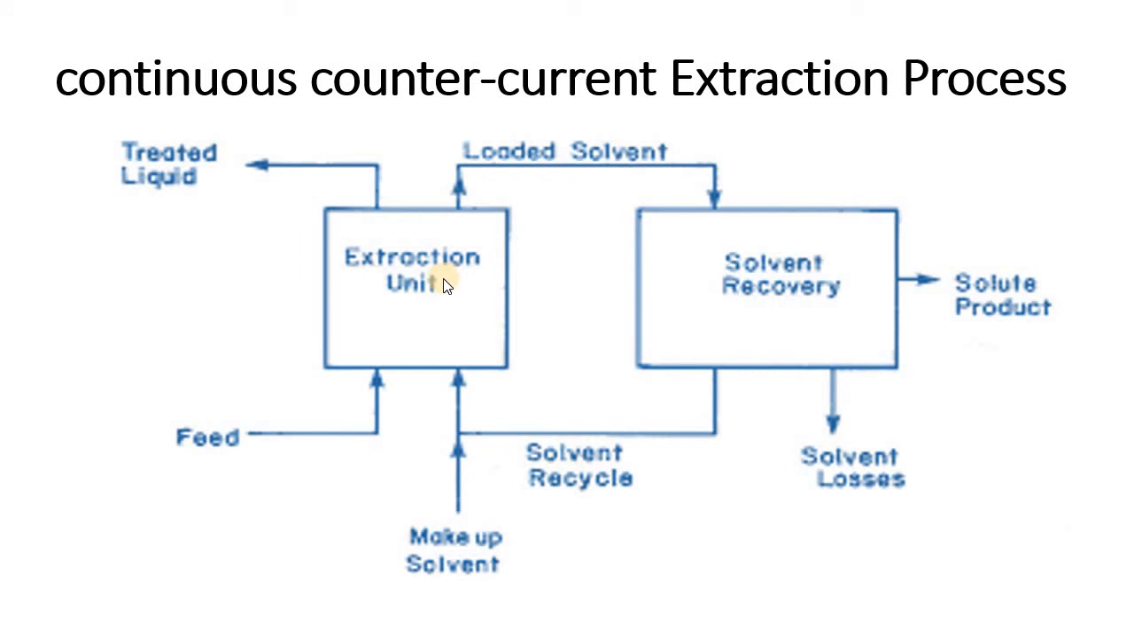Extraction unit. Solvent is added. Extraction occurs. Stirring occurs. Mixing occurs. Now, the loaded solvent is here, containing the solute. Now solvent recovery, solvent losses, and the recovery of solvent; the recovered solvent is again recycled. And by repeating this cycle again and again, the solute in concentrated form, which is to be obtained, is separated.